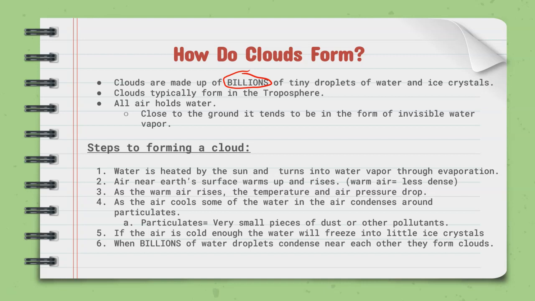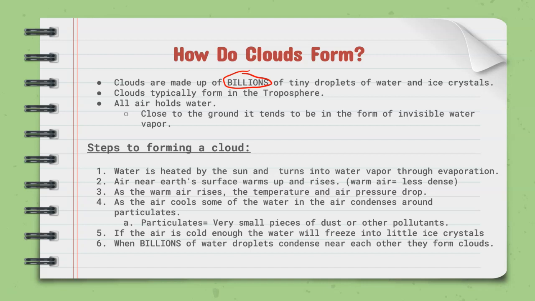It starts off with water being heated by the sun. The sun is the driving force to cloud formation. The more sunlight, the more evaporation that can occur. Step 2, air near Earth's surface begins to warm up and rise. Remember from a couple lessons ago that warm air is less dense and will rise up in altitude until it cools off. Step 3, as that warm air rises, the temperature in the troposphere and the air pressure both drop.